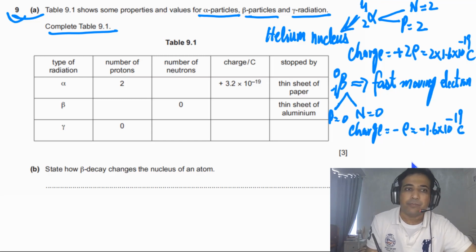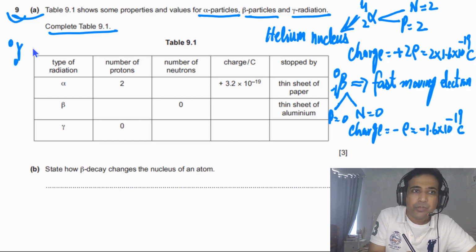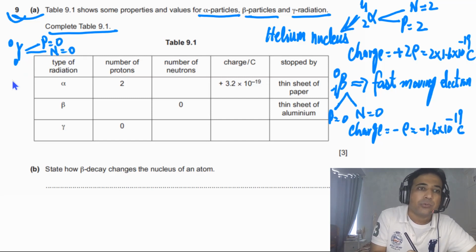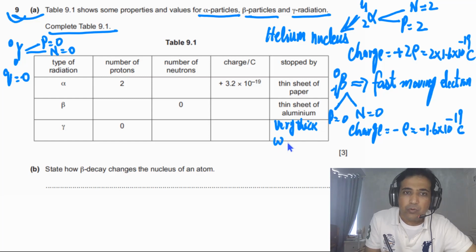And gamma radiation has no charge, no proton, and no neutron. So number of protons is equal to 0, and the charge on this one also is equal to 0. We can say Q is equal to 0. How can we stop this one? Because we have to write down here how we can stop gamma radiation. Gamma radiation, in fact, is not a particle. Gamma radiation can be stopped by a very thick wall. We can say a very thick wall of concrete, or we can say lead. So this is how we can stop gamma radiation.